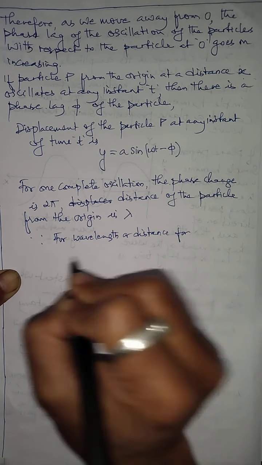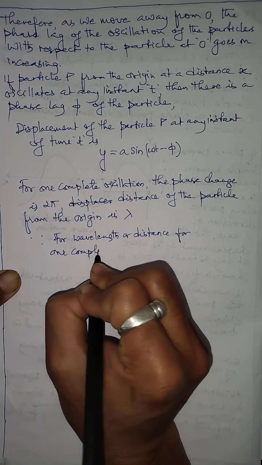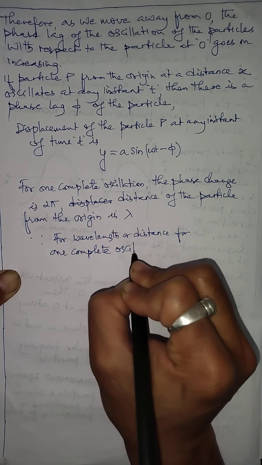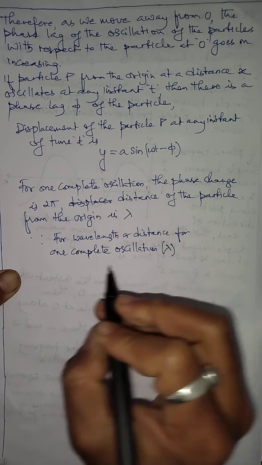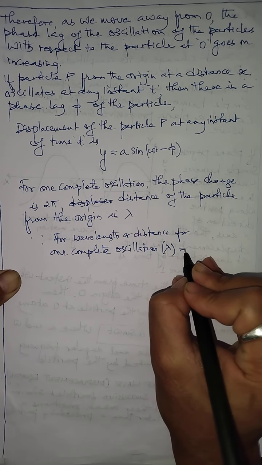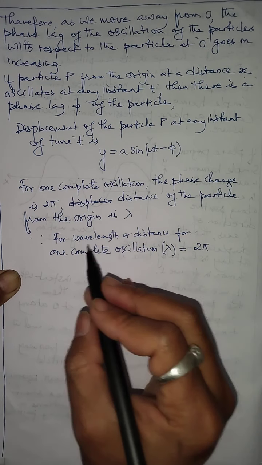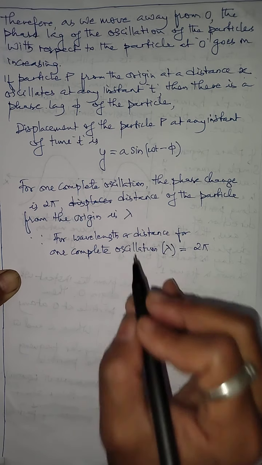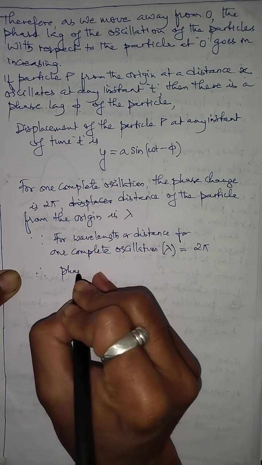This is the distance for one complete oscillation. And that wavelength distance is lambda for one complete oscillation. What is the phase angle? 2 pi. So if the phase angle is 2 pi for one wavelength, one complete oscillation, then I write down the phase angle.